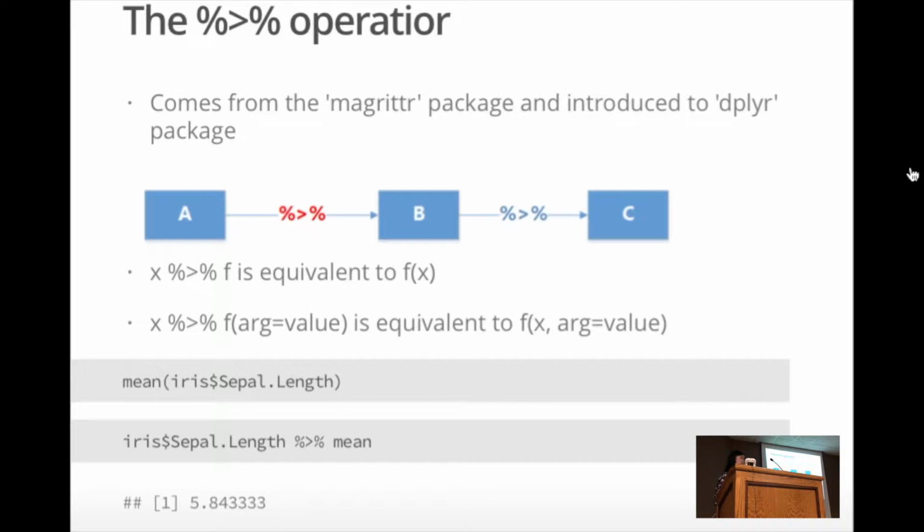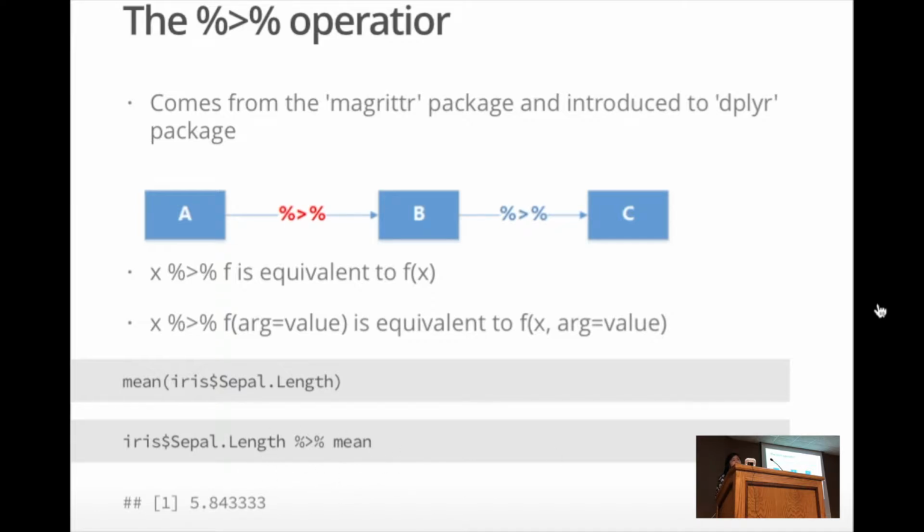What it does is pass A as an object to the B function, and A will be the first argument of the B function. As I'm showing here, you're passing x to the f function, and this is equivalent to having x inside of the f function as the first argument. Here is an example. I'm taking a mean of this length. You can also do it using the pipeline.